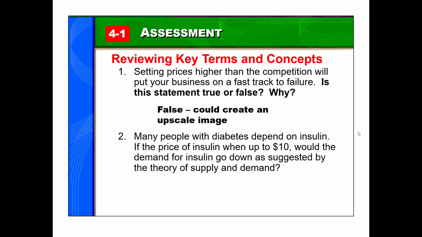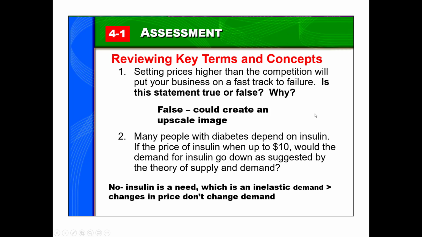Number 2, many people with diabetes depend on insulin. If the price of insulin went up to $10, would the demand go down as suggested by the theory of supply and demand? This is actually false. Because insulin is a need, this means it's an inelastic demand. The change in price will not change the demand because people are going to need their medicine and their insulin.